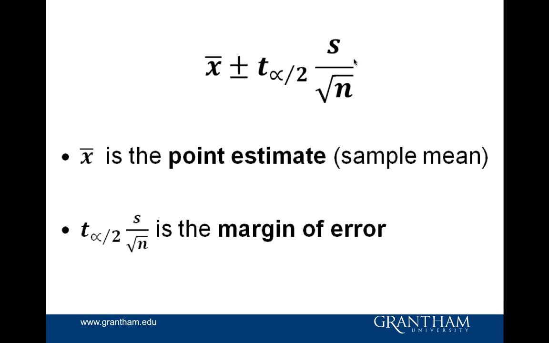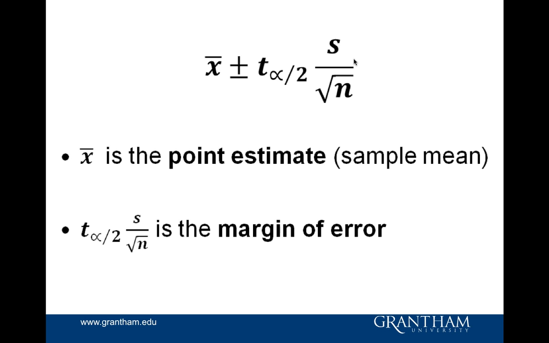Now, what is very, very important and that I would like for you to remember is that when we have a confidence interval formula as stated on the screen, it's broken up into two parts. The part that is to the left of the plus or minus sign is referred to as a point estimate of the sample mean. And the part that's on the right is referred to as the margin of error.